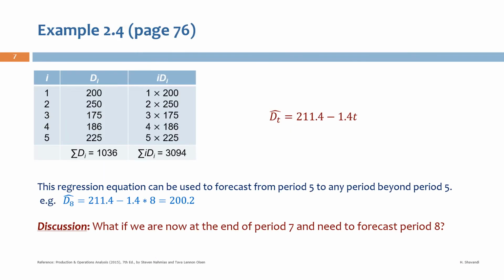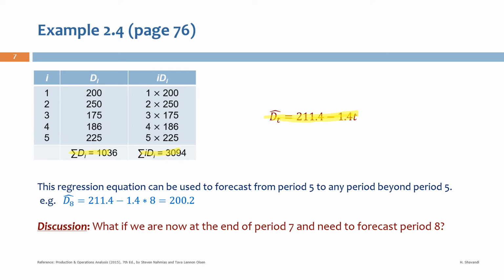Here we have an example. We can calculate the parameters A and B by having the sum over di, sum over i times di, and n as 5. By using the formulas that we had in the previous slide, we can calculate the value of parameters A and B. If we do this, then we'll have this linear relationship between t and the demand here.